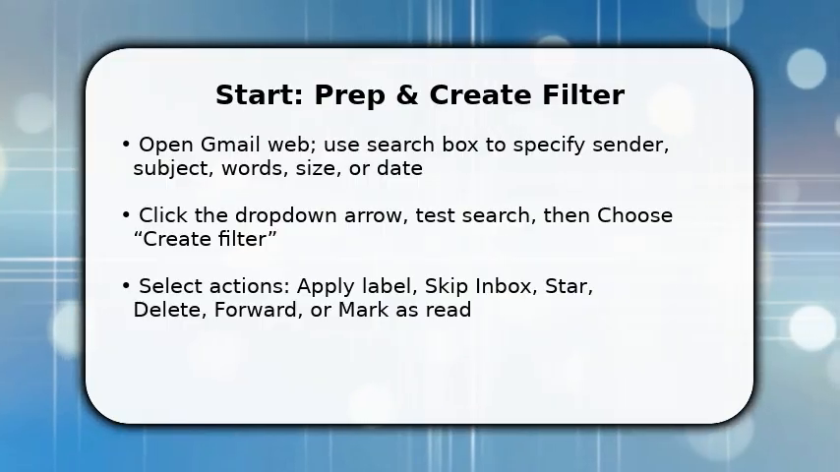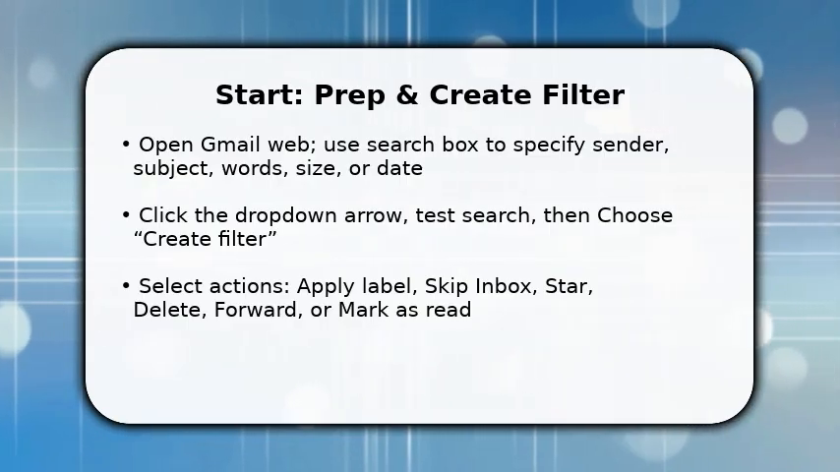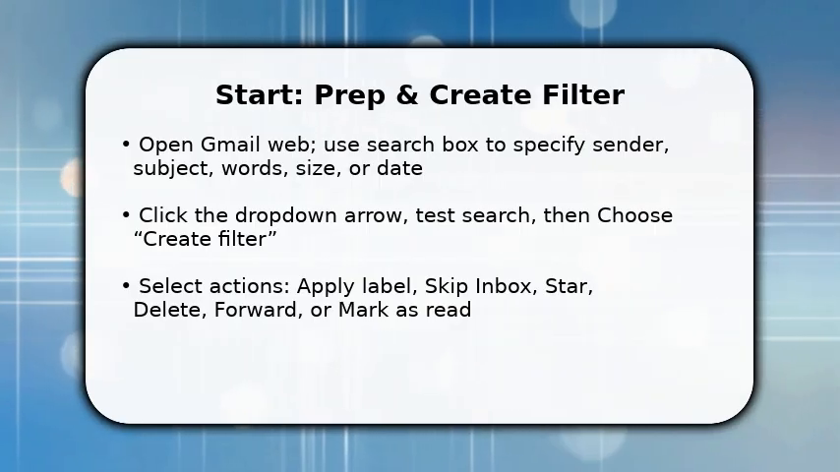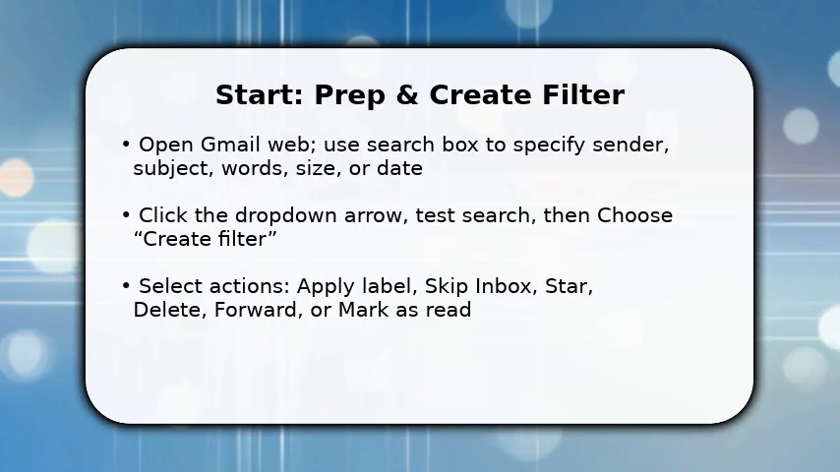You begin by narrowing the messages you want to tame. Use the Gmail search dropdown to specify sender, subject, keywords, size, or date range. Once you see the correct preview, click Create Filter and test the query to confirm results.